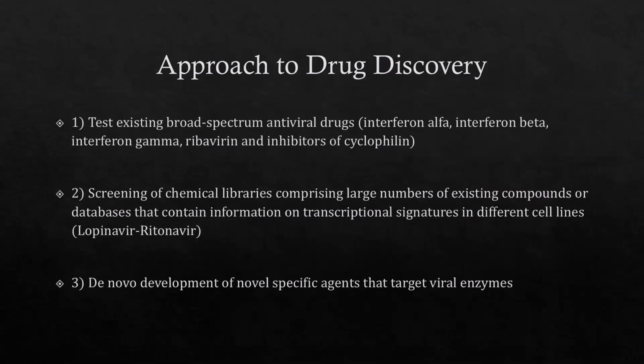So when we think about drug discovery, and how we can treat our patients, we have three ways we can look at this. Do we have any broad spectrum antiviral drugs that we already have that we know would be inhibitory or useful for management of COVID-19? We can also look at chemical libraries that have large numbers of existing compounds and databases that have information on transcriptional signatures in different cell lines. That's how we looked at lopinavir, ritonavir. And then obviously making new drugs that target specific spots in the viral enzyme. So for instance, block the receptor protein or block one of the helicases. Obviously faster to use things that are already existing than to come up with new medications.